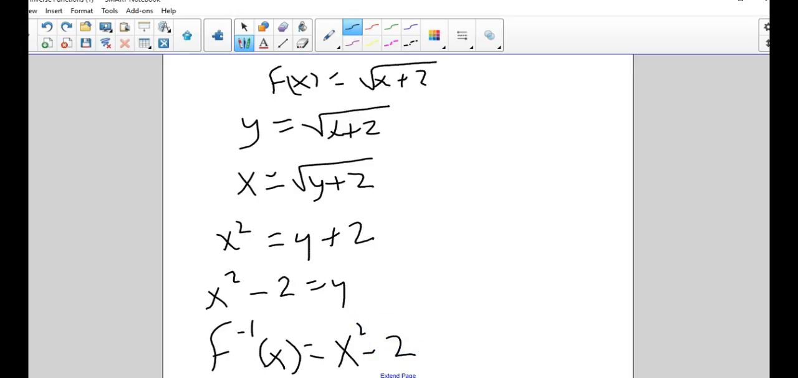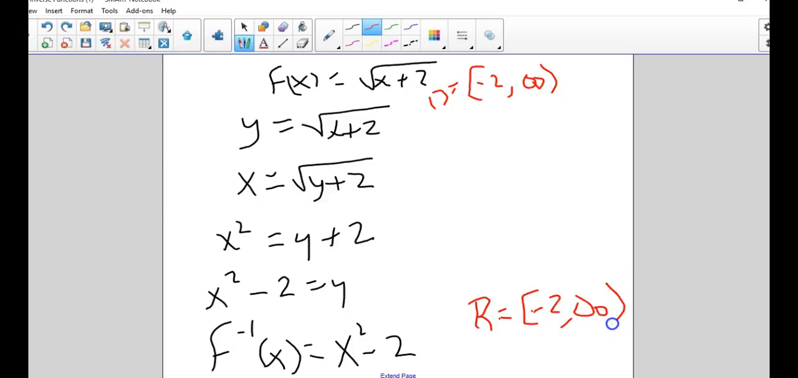But that's a parabola. It's not going to be one-to-one. So let's recall the domain of f would be from negative 2 to infinity. And this is the domain of f. And since the domain of f becomes the range of its inverse function, we switch the x's and y's. The range of the inverse is from negative 2 to infinity. These are the outputs.